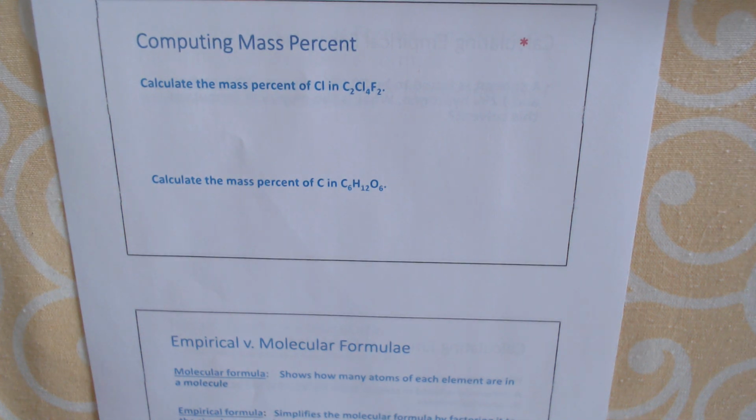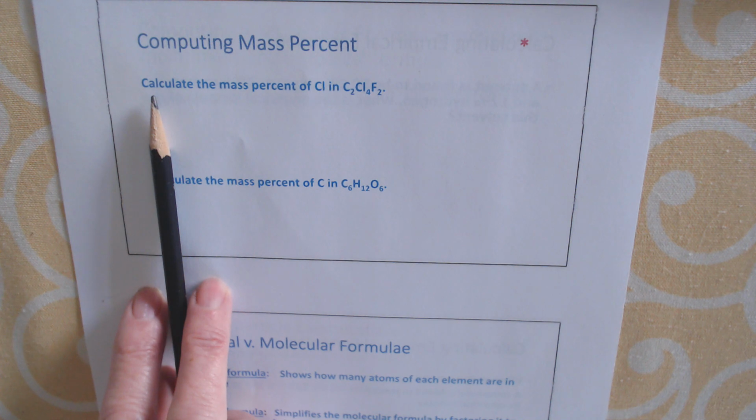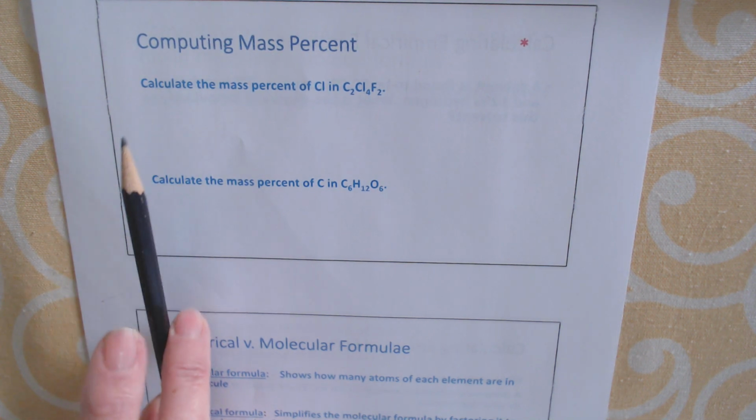This video is the very last part of our stoichiometry unit, and we're going to be looking at how to compute mass percent, and then something that's related to that, and that is how to calculate empirical formulae when given either percentage or grams, and then how to compute a molecular formula when given molar mass and empirical formula. That sounds like a lot, but it's really not bad, so just hang on and we'll get it done.